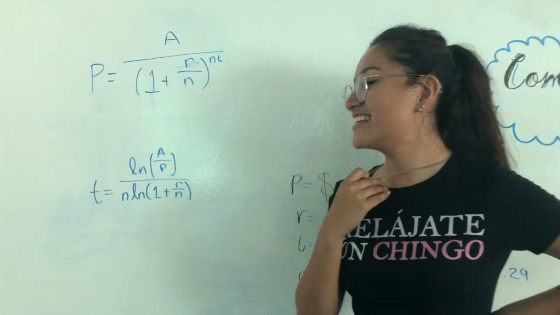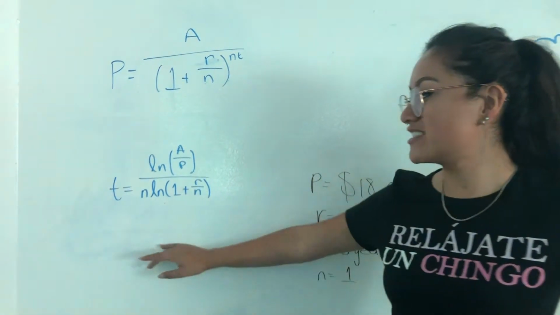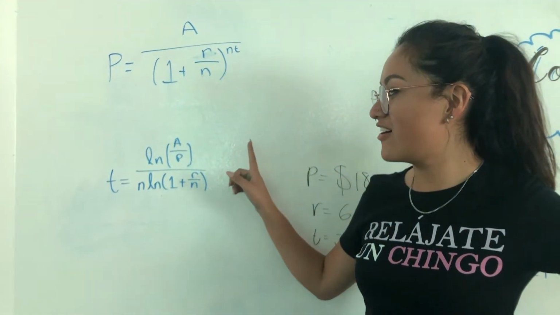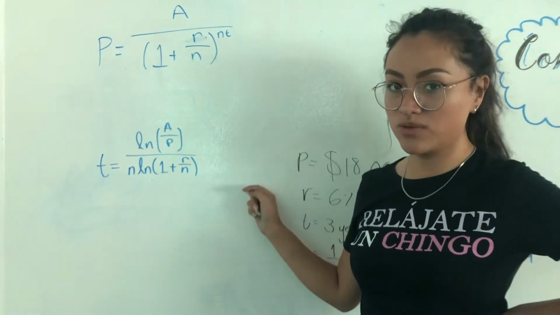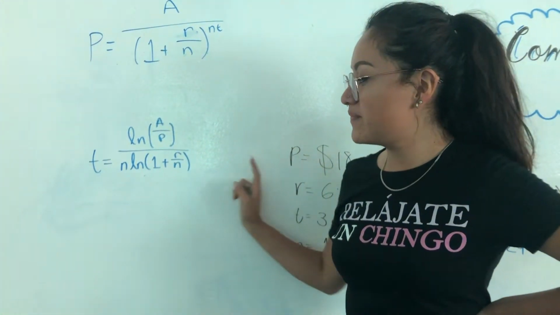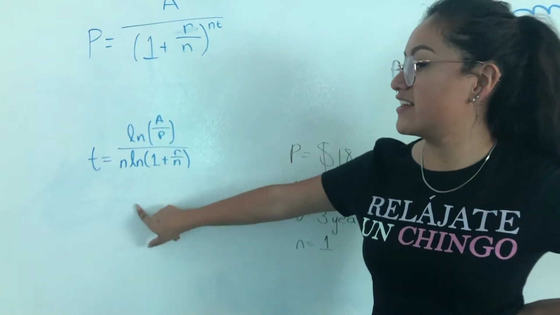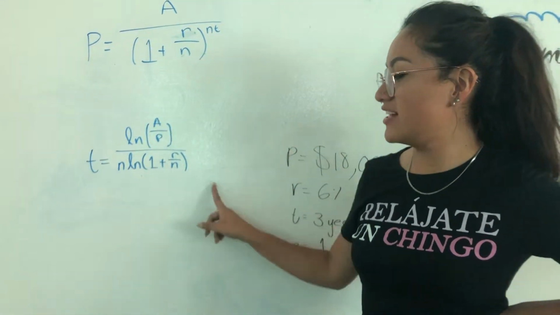The formula for getting the time is T equals natural logarithm of A over P, that is the final quantity over the initial quantity, over the period times the natural logarithm of 1 plus the rate over the period.